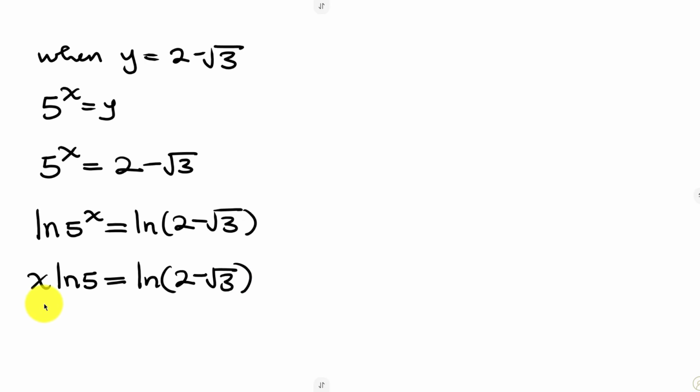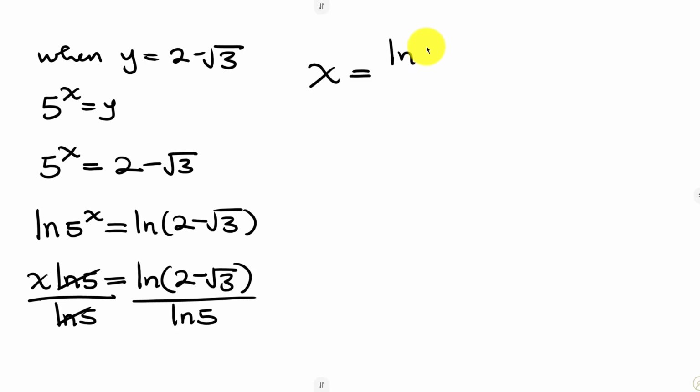Now to get the value of x, we take ln of 5 to divide both sides. So I'll divide here by ln of 5, I'll divide here by ln of 5. Now ln of 5 cancels out, leaving behind x to be equal to ln of 2 minus the square root of 3 all over ln of 5. And that's our final answer and the second value for x.